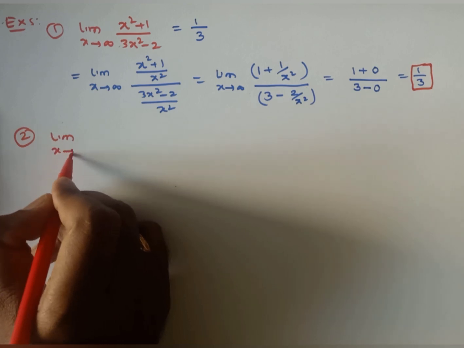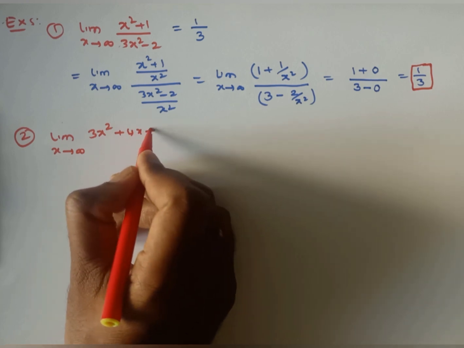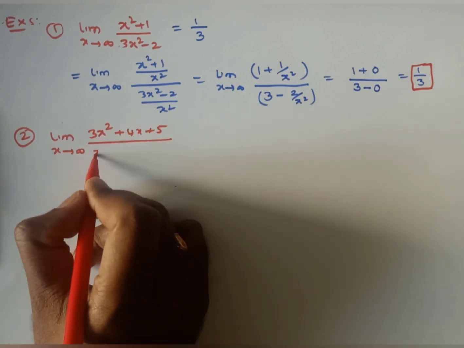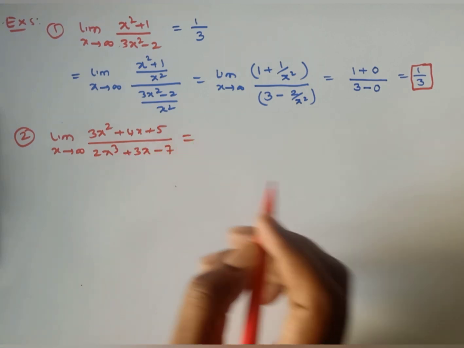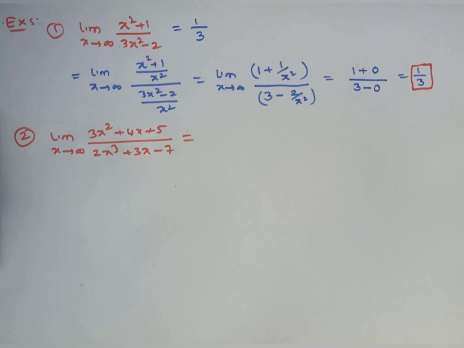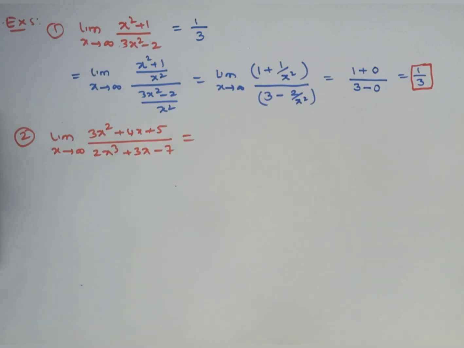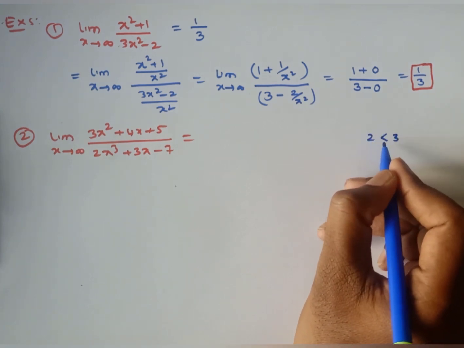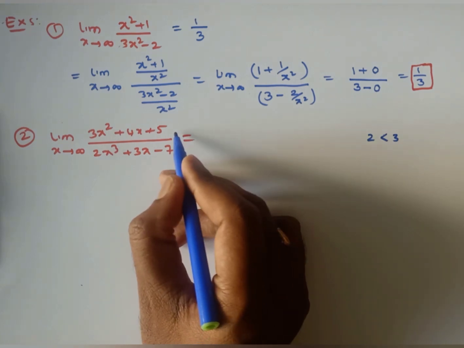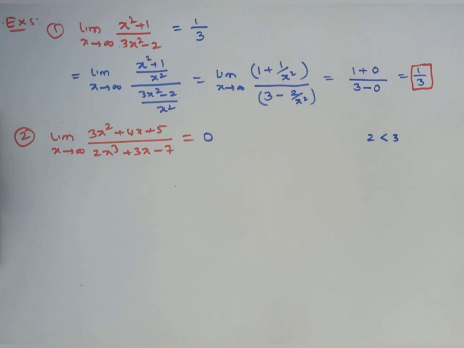Let us see one more example. Limit as x tends to infinity of (3x² + 4x + 5) divided by (2x³ + 3x − 7). You can give the answer just by looking. First, this is a limit at infinity. Next, the degree of the numerator is 2 and the degree of the denominator is 3. So 2 is less than 3. When the numerator degree is less than the denominator degree, the answer vanishes, that is, the answer will be 0.